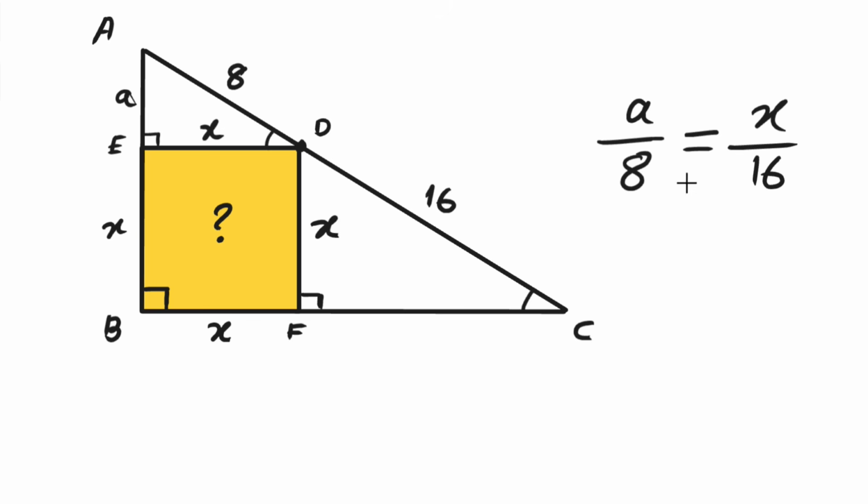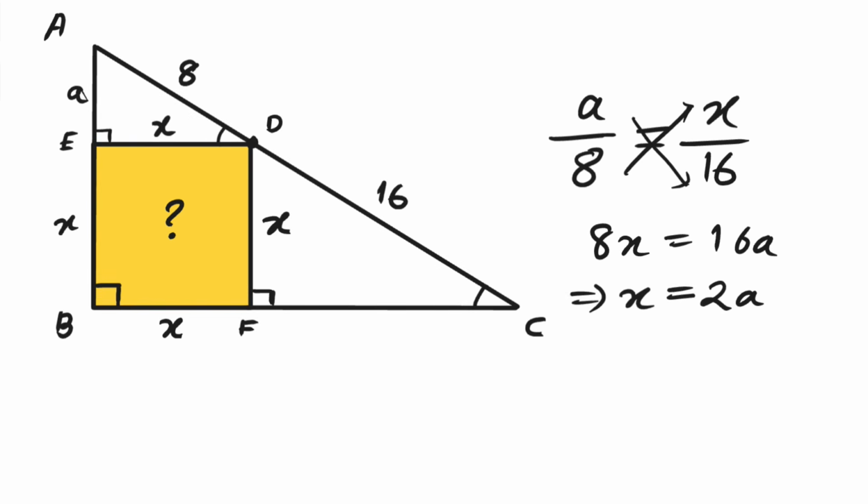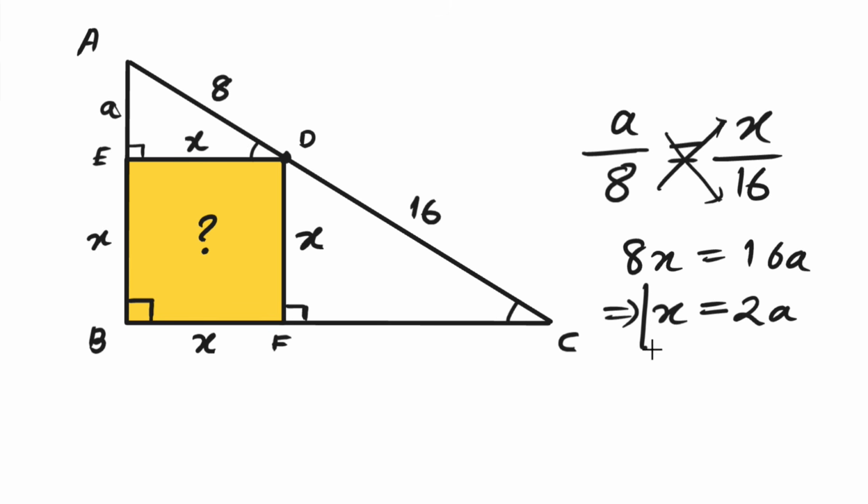Now, let's cross-multiply. Cross-multiplication works because if two fractions are equal, then the product of the numerator of one fraction and the denominator of the other must also be equal. That gives us 8x equals 16a. Next, divide both sides by 8, and we get x equals 2a. This is a very useful relationship, so keep it in mind because we'll use it in the next step.